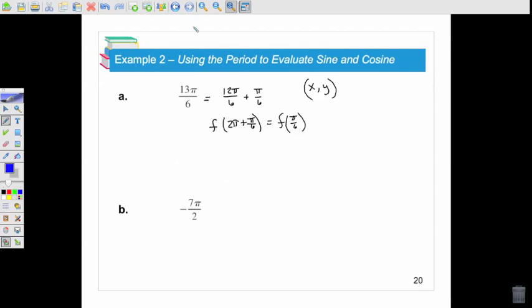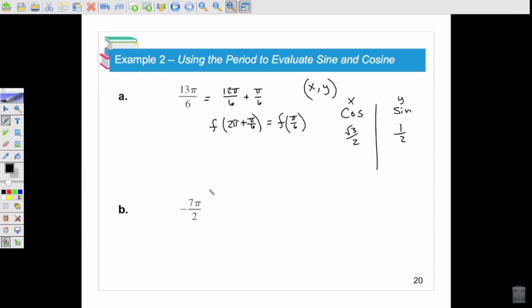So, let's head back. What are my values for sine and cosine at pi over 6? Well, my cosine value is going to be related to the x, and my sine value is going to be related to the y. My cosine value at pi over 6 is going to be the square root of 3 over 2, and my sine value at pi over 6 is going to be 1/2. Very good.